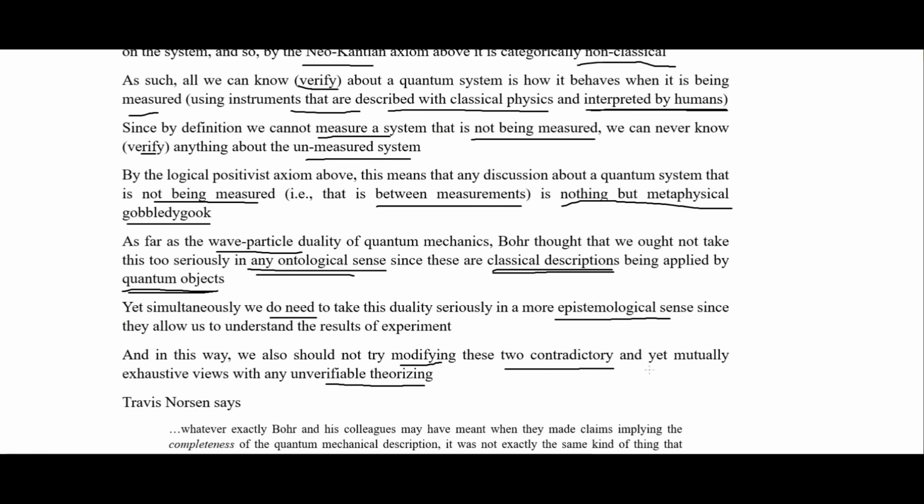And so that is what's meant by we shouldn't try modifying these two contradictory views, because something being a particle and a wave is not possible, at least not in the classical physics sense, which is the way we have to understand it. But they're mutually exhaustive, meaning that the wave-particle duality completely explains the system, at least in the epistemological sense that Bohr and Heisenberg were often using.